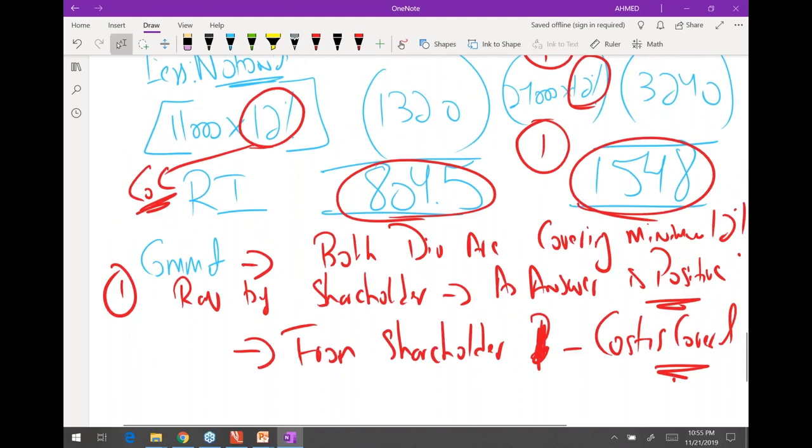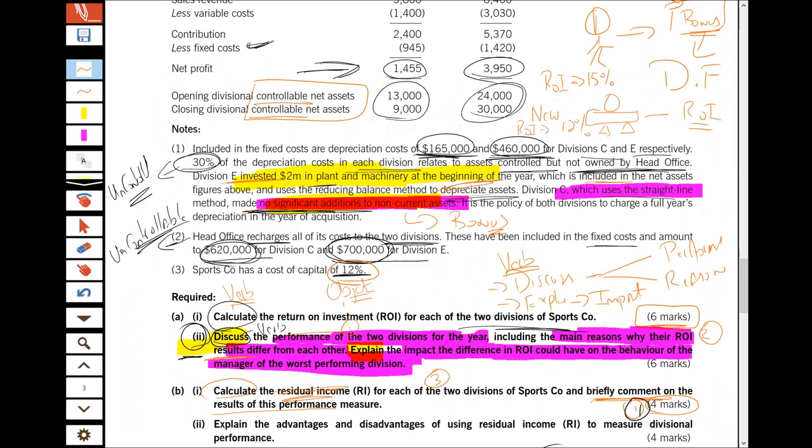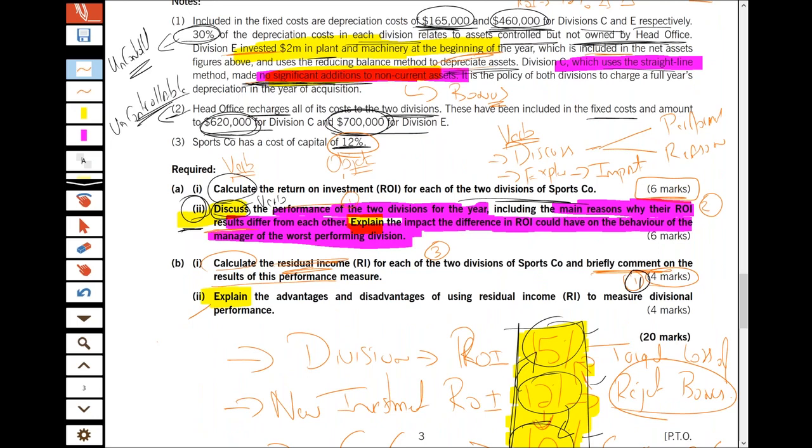Now, the last part, explain, is the verb. What to explain? Advantages and drawbacks of using RI. This is the object. Now, 4 marks. This will be an eye-opener for you. If you follow my instructions, this will be an eye-opener for you, and you will be really satisfied. So listen to what I'm saying.